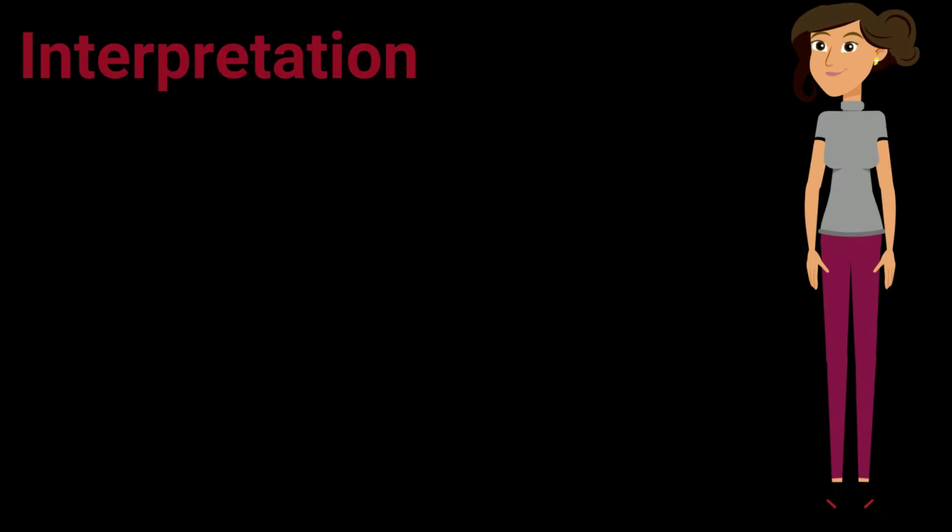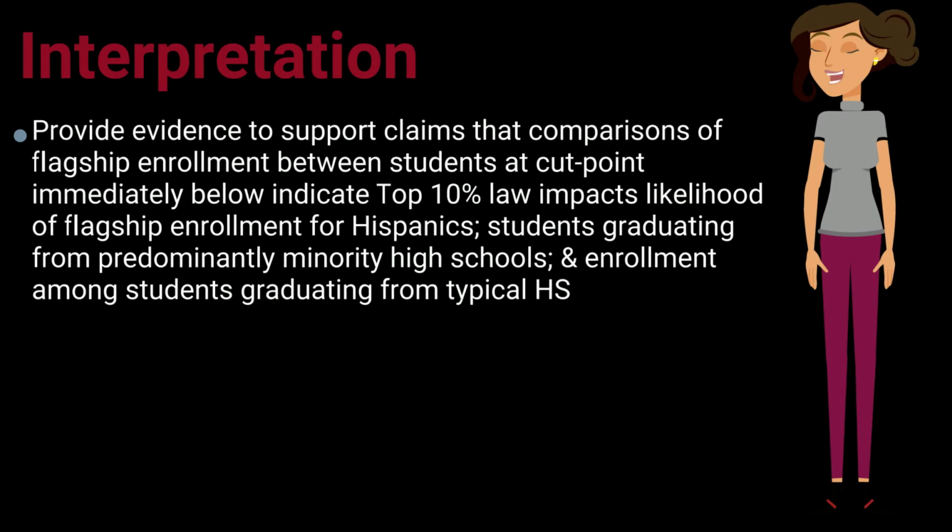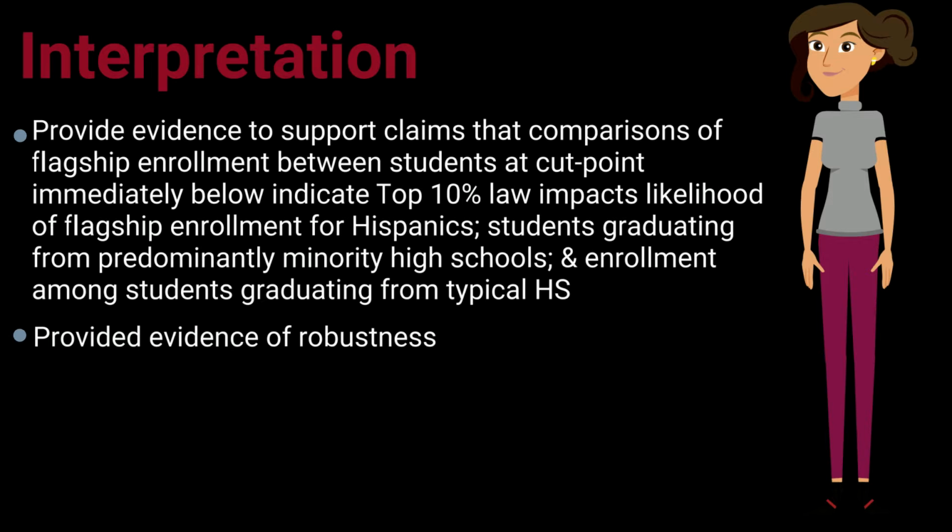The authors provide evidence to support their claims that comparisons of flagship enrollment between students at the cut point and those below indicate the top 10% law impacts the likelihood of flagship enrollments for students who are Hispanic, students graduating from predominantly minority high schools, and enrollment among students graduating from typical high schools, many of which have weak traditions for sending students to the flagship universities. So they provide strong evidence of the robustness of results to alternative specifications and bandwidth choices around the cut point.